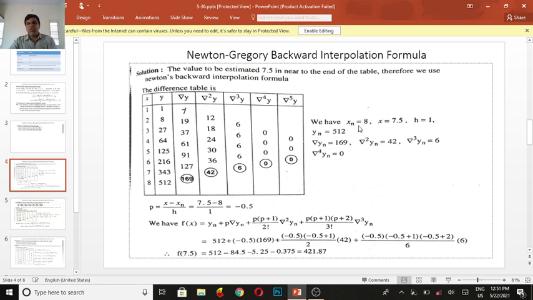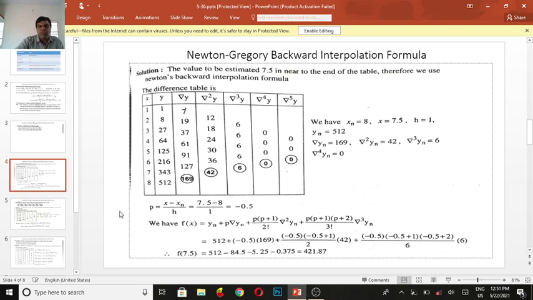So at the end of the table, xn is equal to 8, and what we want to find is at x equal to 7.5. The difference interval h is 1. At the end of the table, yn is 512, delta yn is 169, del square yn is 42, del cube yn is 6, and del raised to 4 yn is 0, etc.